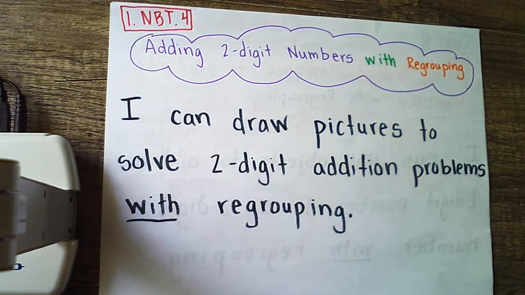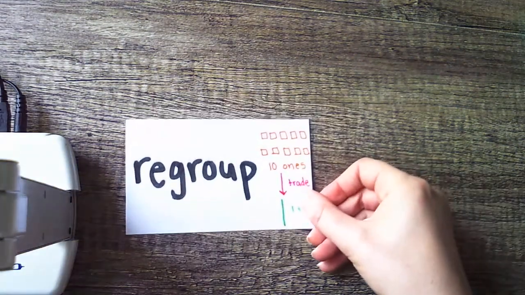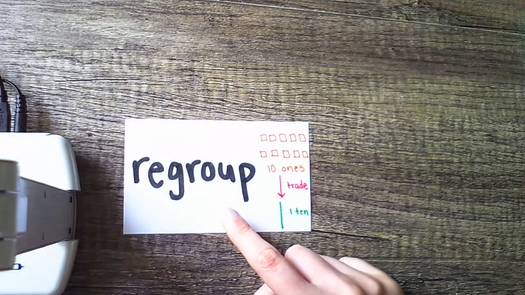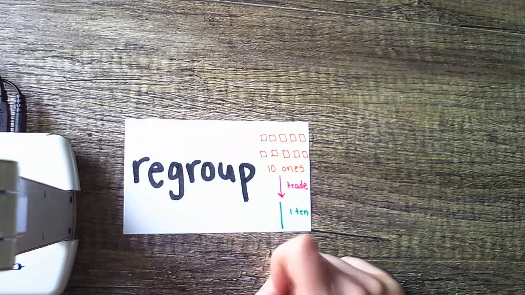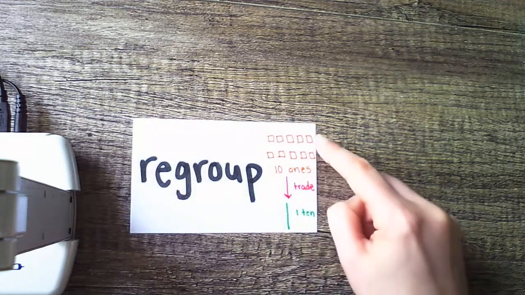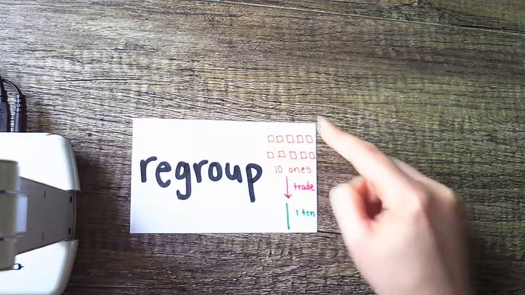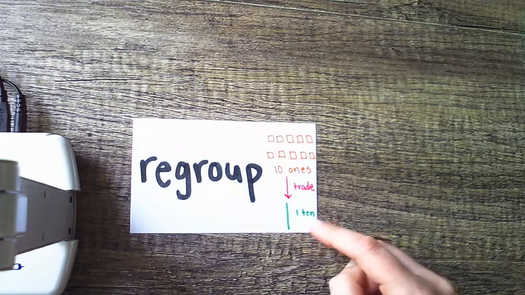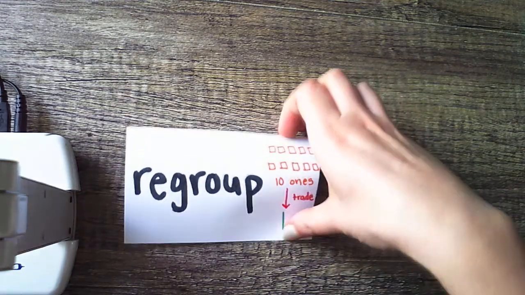Now, just so we're all on the same page here, and this is a little tricky, so let's make sure that we understand it. When we regroup, all we're doing is seeing if we have enough ones in our ones place to make a 10. If we have 10 ones, we can trade them for a 10. Okay? Let's take a look at what this math looks like, and then we'll jump into some problems.